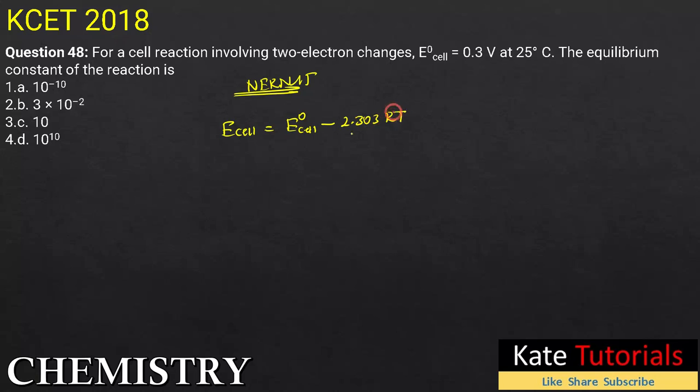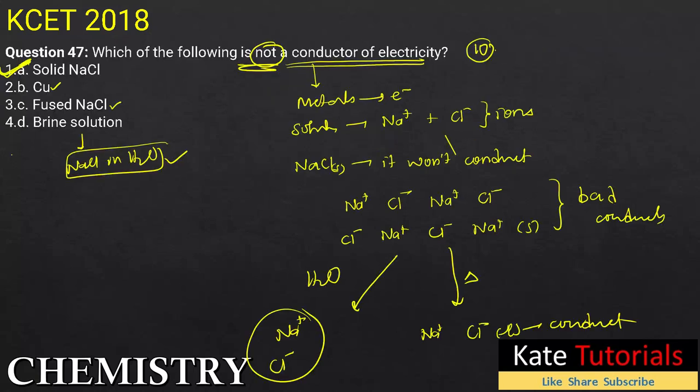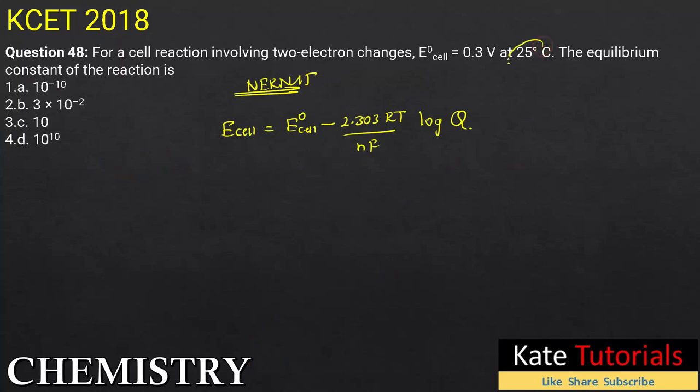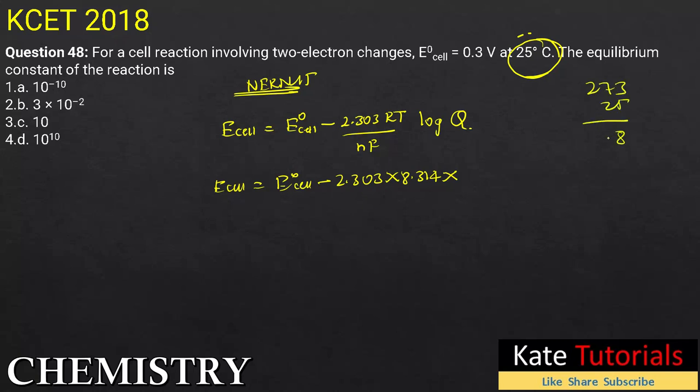minus 2.303 RT upon nF log Q. Since they have given the temperature as 25 degrees Celsius, E of cell is E naught of cell minus 2.303, R value is 8.314 joule per mole per Kelvin, into temperature 25 plus 273, which is around 298 Kelvin, divided by n. How many electrons they have told?